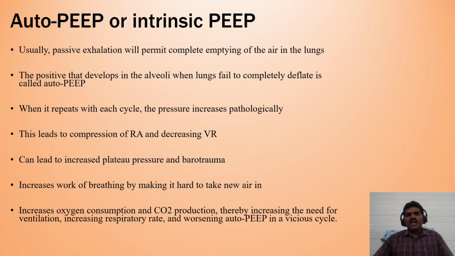So when the alveoli are not collapsing, they are kept at high pressures. You need more and more work by the chest and the lungs, so there is an increase in work of breathing. It increases oxygen consumption and CO2 production, thereby increasing the need for ventilation, prolonging the duration of ventilation, increasing the respiratory rate, and worsening auto-PEEP, and it sets up a vicious cycle. Once auto-PEEP develops, it goes on increasing unless you detect it and try to correct the auto-PEEP.